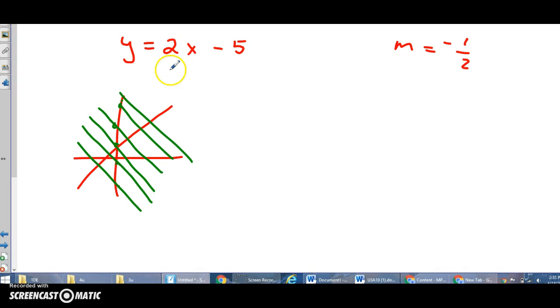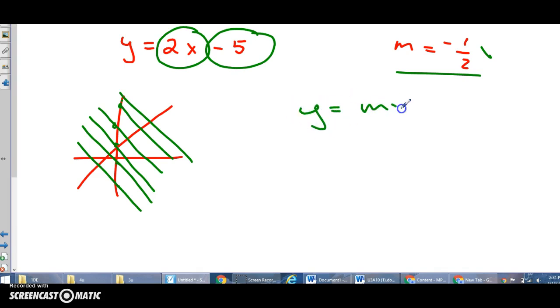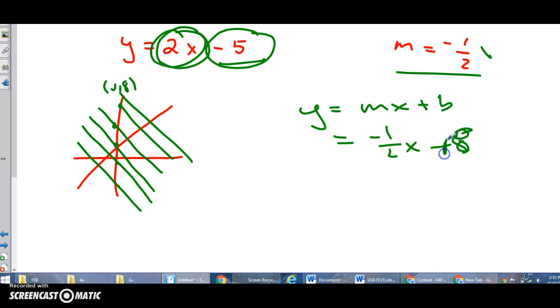And in this case, if I had a question that said, find a line that's perpendicular to this, there's my slope, and let's make it simple, let's say it has the same y-intercept. Well, this y-intercept was -5, so this would be y equals mx plus b, and that would be -1/2 x. There's my m, and my b was -5. If I told you I want a line that's perpendicular to this and passes through the point 0, 8, that's a y-intercept, so this would just change to +8, okay?